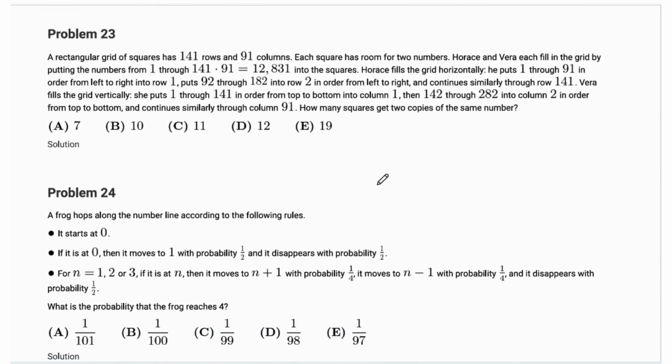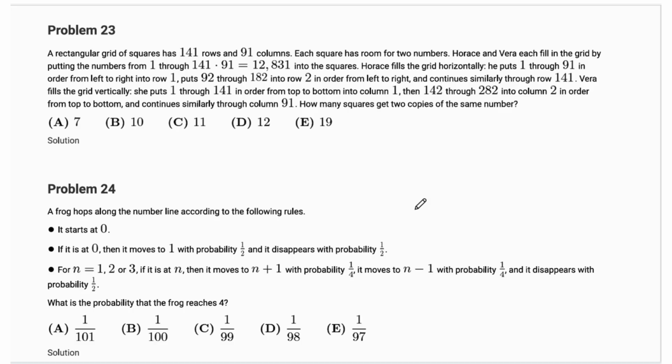Okay. Problem 23. So a rectangular grid of squares has 141 rows and 91 columns. Each square has room for 2 numbers. Horace and Vera each fill in the grid by putting the numbers from 1 to 141 times 91 into the squares. So Horace fills the grid horizontally. He puts 1 through 91 in order from left to right into row 1, and he just continues that, and Vera fills it vertically. How many squares get 2 copies of the same number?